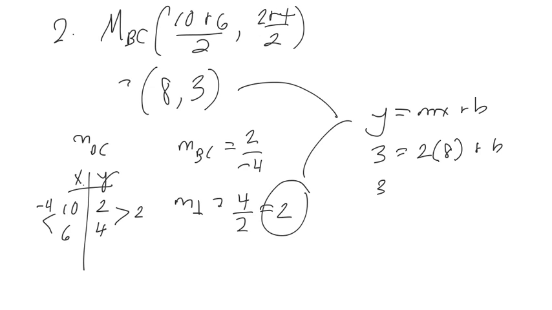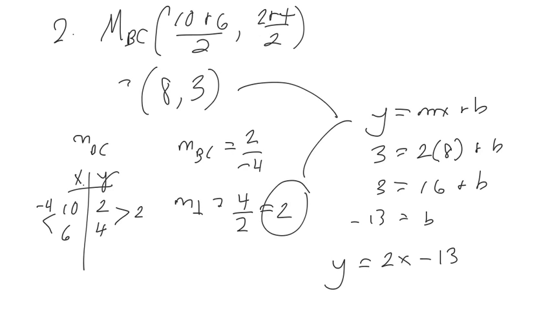Add 16 to both sides. I have 19. Wait a moment. That's wrong. I made a mistake. I was getting ahead of myself there. So we have 3 equals 2 times 8 is 16, positive 16. There we go. Then I subtract 16 from both sides. Negative 13 equals b. Okay, so now I have what I need. My second perpendicular bisector is y equals 2x minus 13.